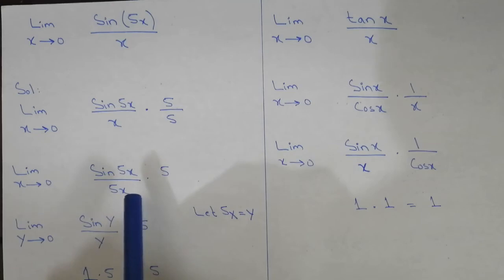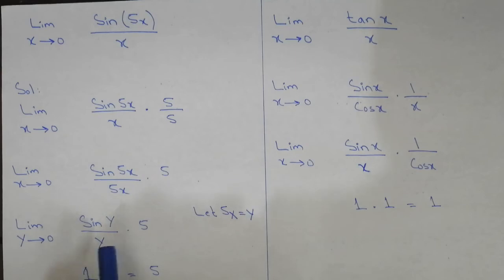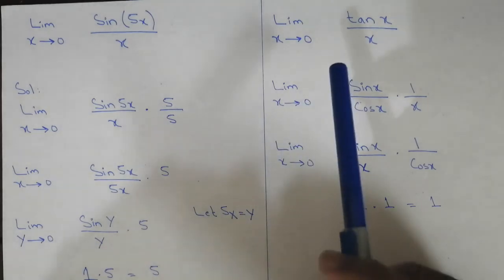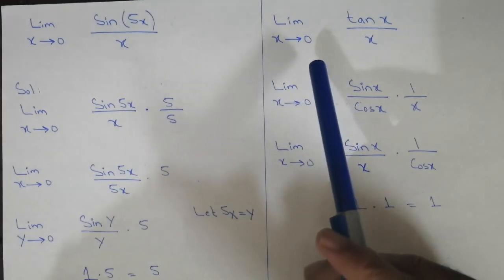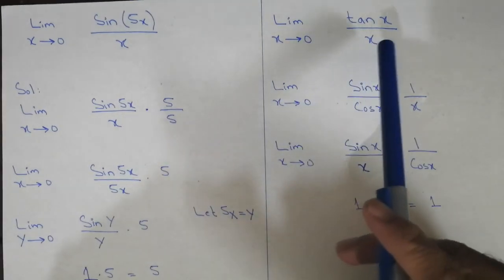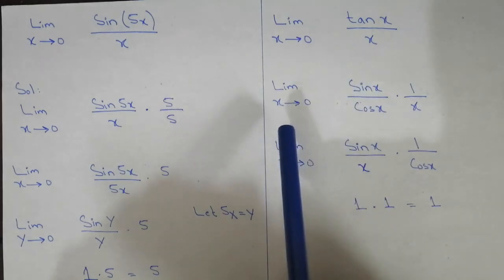Now let's suppose we are putting the value of 5x as y, so it will be equal to sine y divided by y into 5. We know that sine x divided by x was equal to 1, so sine y divided by y will also be equal to 1. So 1 into 5 will be 5.